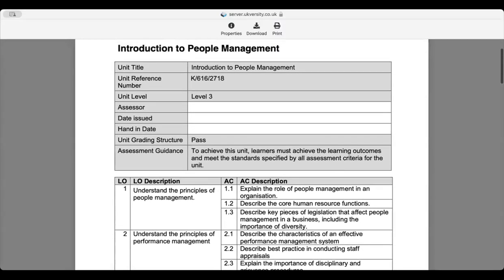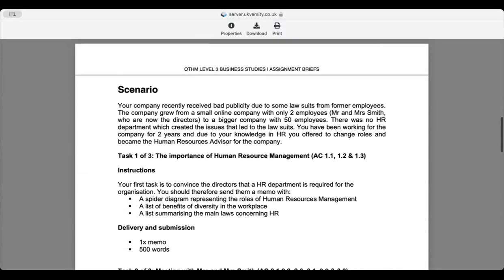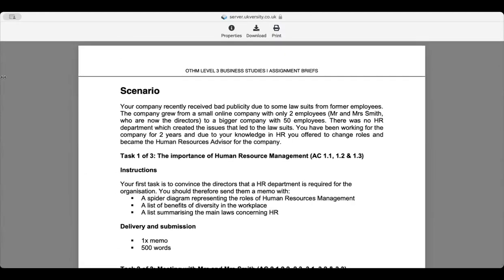Yes, guys. Can you see my screen? Can you see the brief here as well now? Okay.